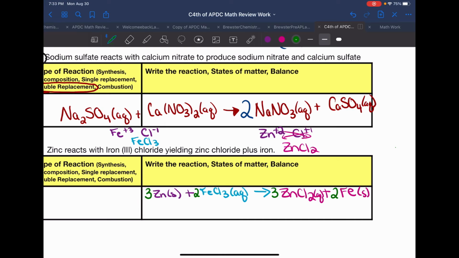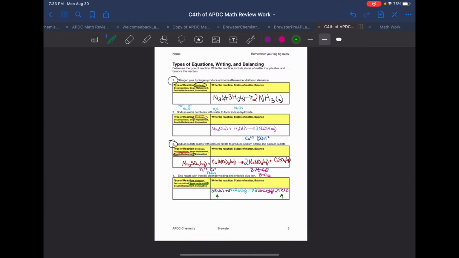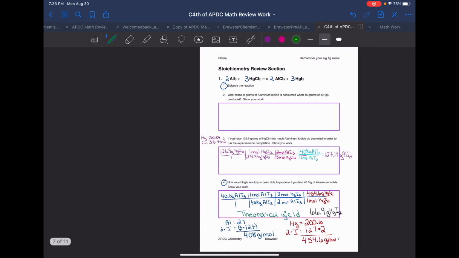So the last question is what type of reaction this is. Well, I've got zinc here hanging out by himself, and I've got iron over here by himself. So this is a single replacement reaction. All right.